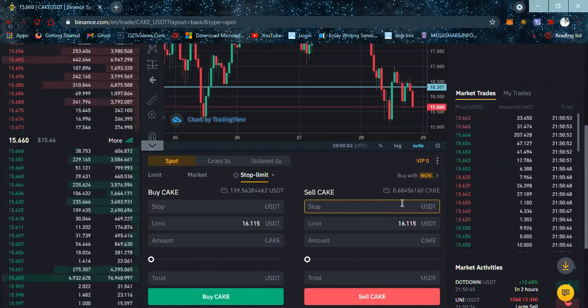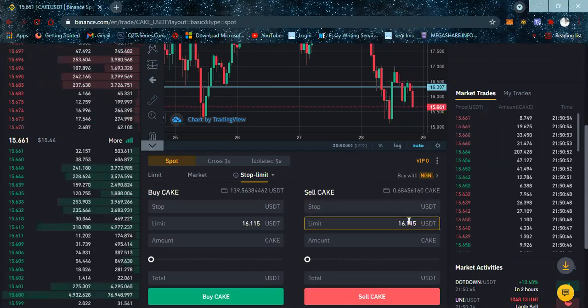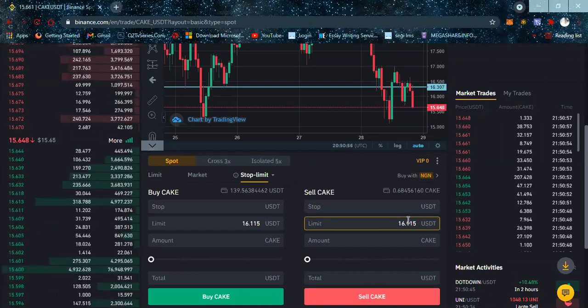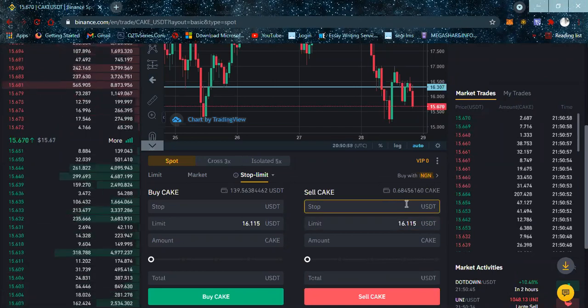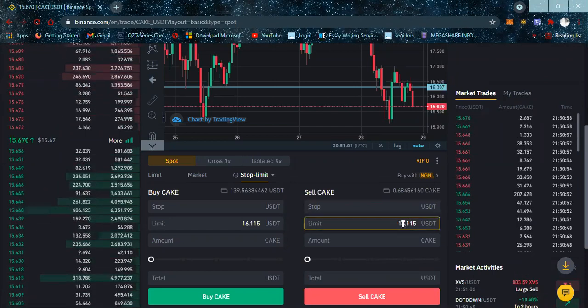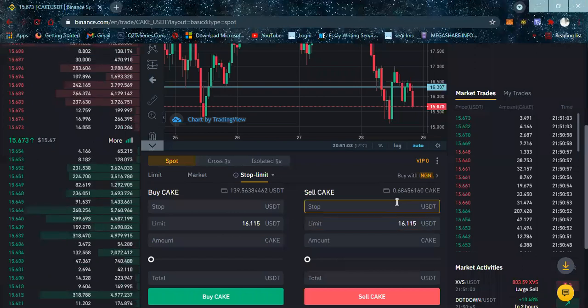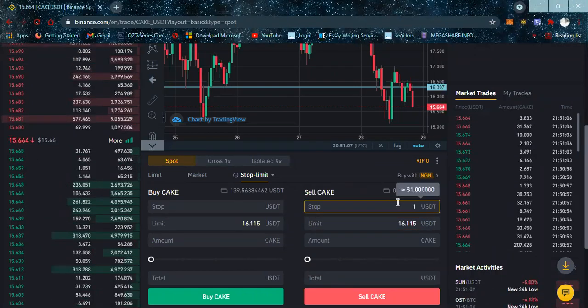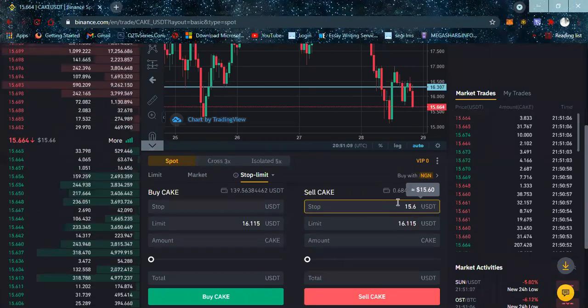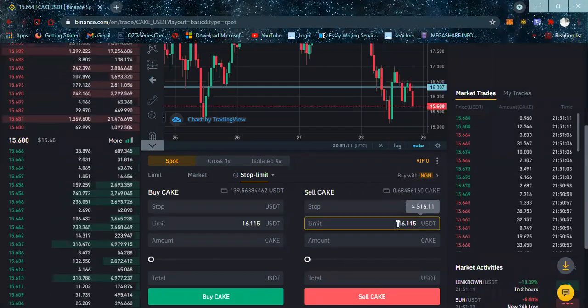The stop price is the trigger to your limit price. Your stop price should always be a bit higher than your limit price. Because if I said if the price gets to 15.6, sell off CAKE at 15.4.